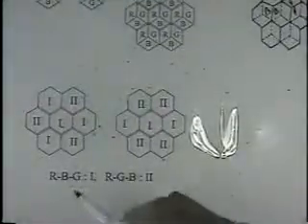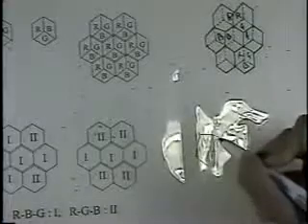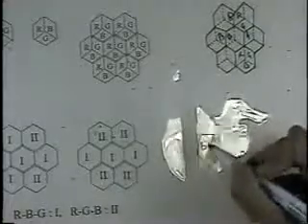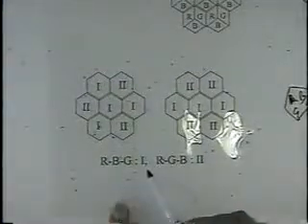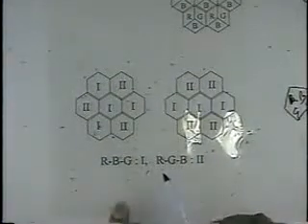Now I have 2 options. I can color a cell either red, green, blue, or I can color a cell red, blue, green. So the 2 cycles that I have are red, blue, green, which I term as 1, and the second is red, green, blue, which I term as 2.